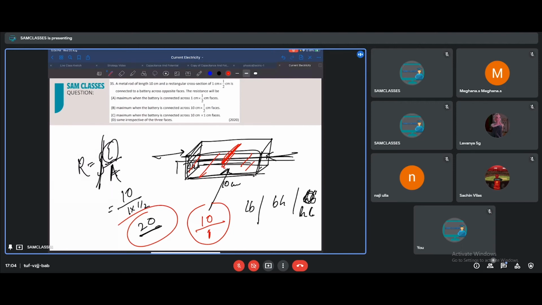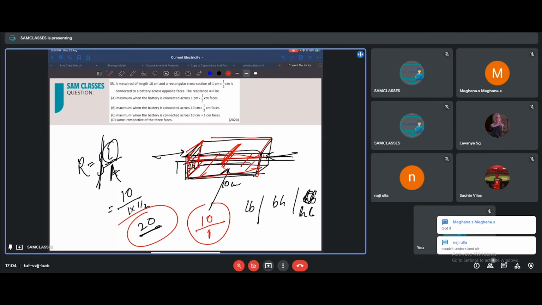Yes, no, got it, didn't get. See, we just put the values for L by A for this part, L by A for this part, and L by A for this top part. That's it. And we can solve it. Did you get it? Yes, no? Got it, okay. Faisal sir didn't understand, okay.